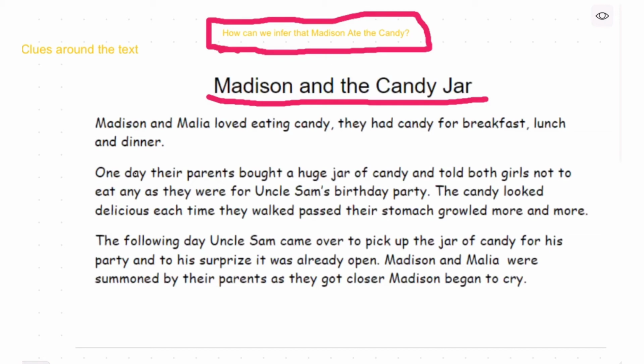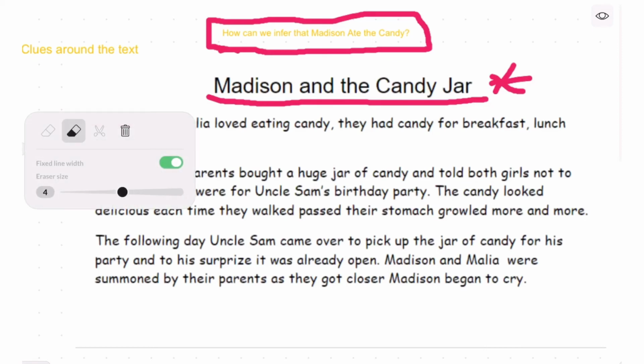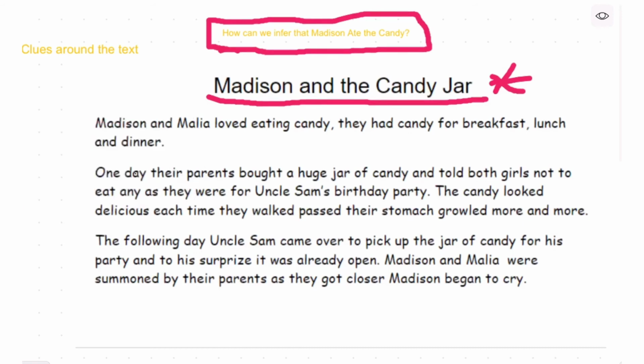What clues in the text can we use? So, one, we are going to rely on the title. That's the first clue. The title normally gives us an idea of what we're going to be reading about, whether fiction or nonfiction. Another thing is we know that Madison loved candy. So that's what we know. She had candy for breakfast, for lunch, and dinner. That's a clue right there. It's something she really loves. The next thing I can tell you is that every time she walked past, her stomach would growl. So she really was tempted to eat the candy.